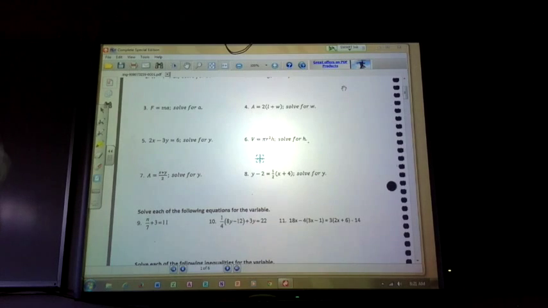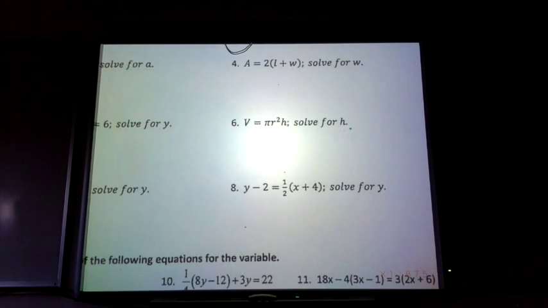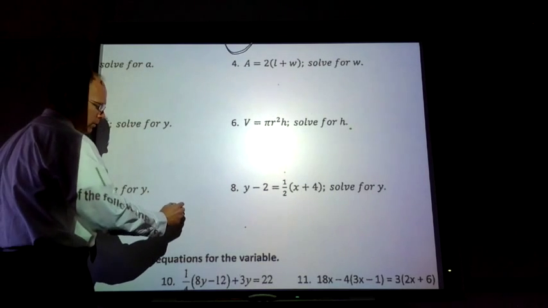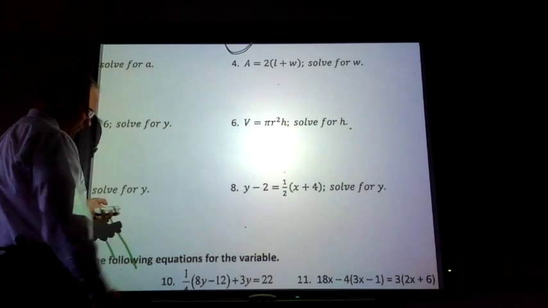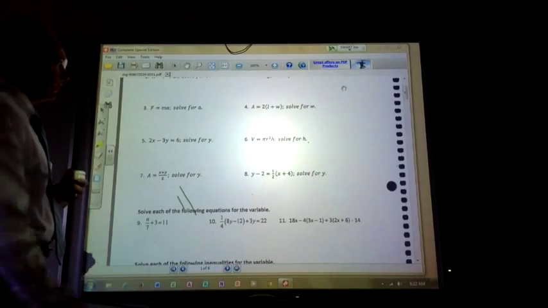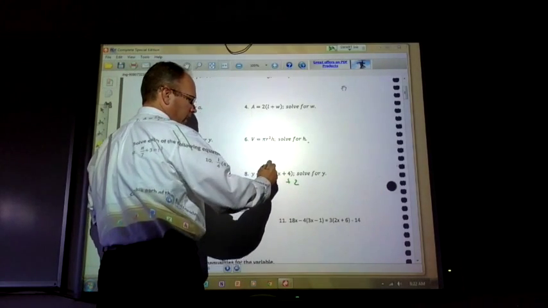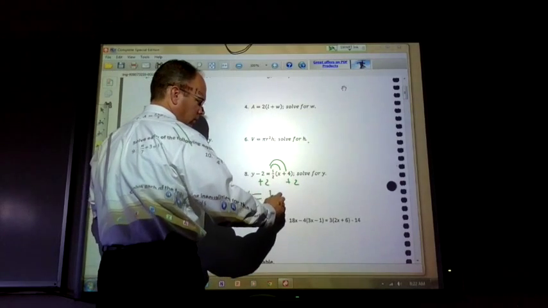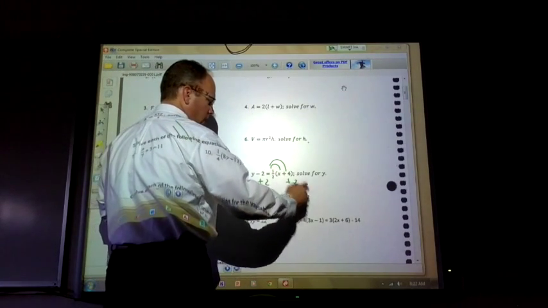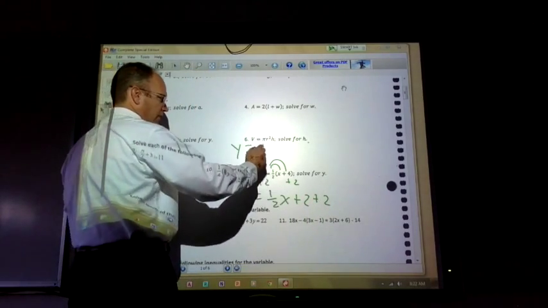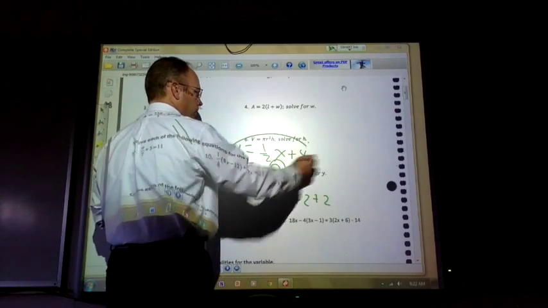All right, problem number 8. We want y all by itself, which looks like I could just add 2 to both sides. So if I just add 2 to both sides, I'm going to distribute that over. So I have half x, and then half of 4 is 2, and then I'm going to add that other 2 to it. Then I'm going to combine those like terms. So that's going to be y is equal to half x plus 4.